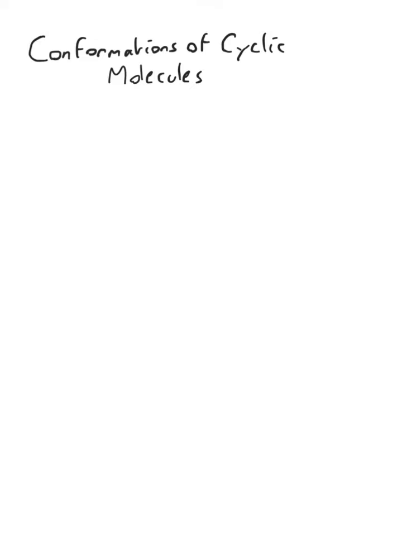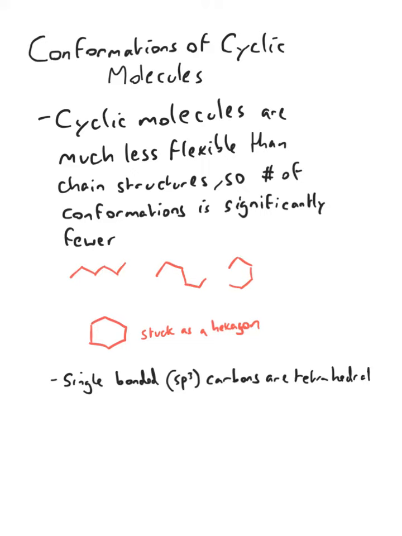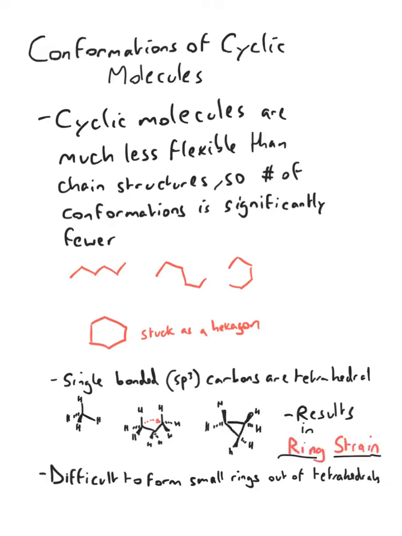This video is on conformations of cyclic molecules. Cyclic molecules are much less flexible than linear molecules, so the number of conformations is significantly fewer. Recall that sp3 carbons are tetrahedral. It's difficult to form small rings out of tetrahedrals. This results in ring strain.